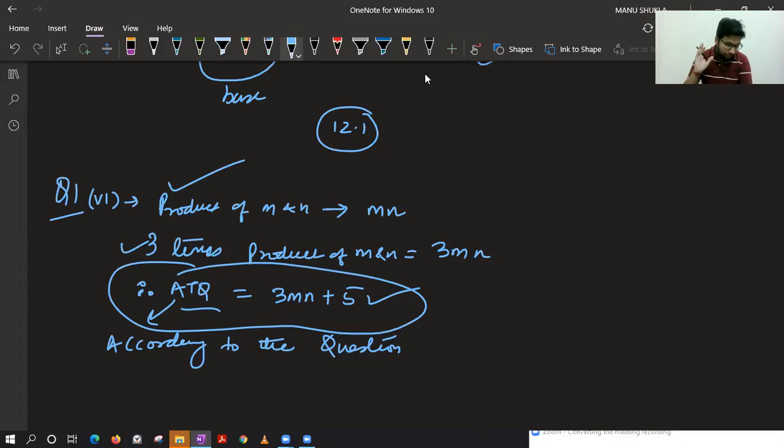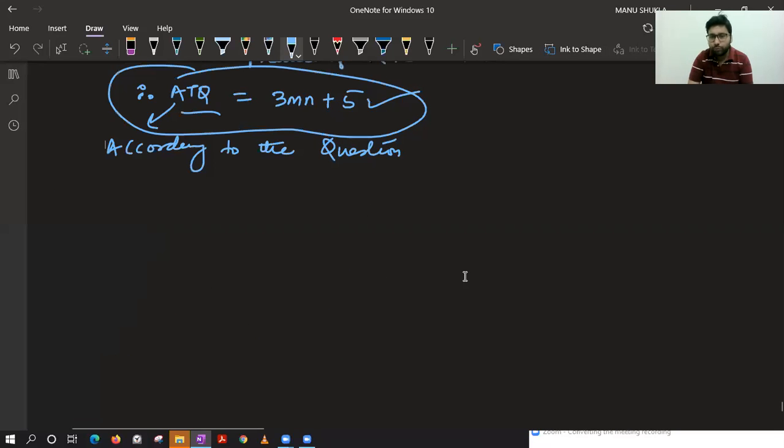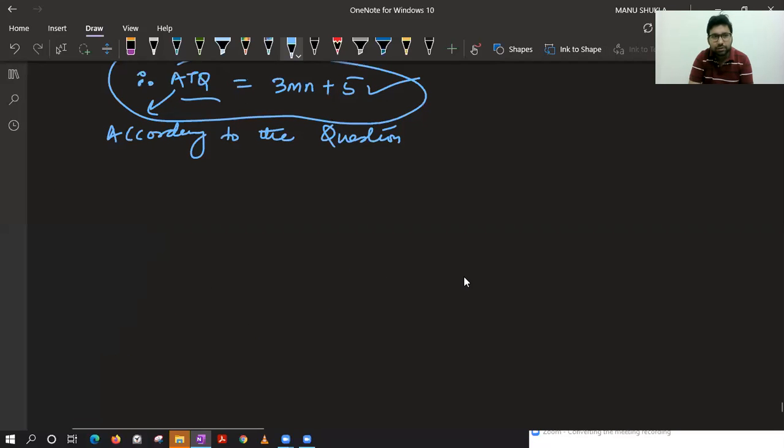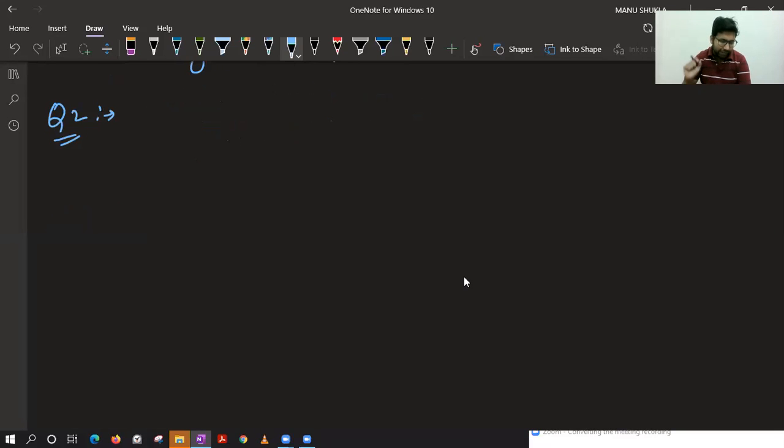Now, question number 2. Any doubts in question number 2? I will discuss that. Please ask. Question number 2 is saying identify the terms and their factors in the following expressions. Show the terms and factors by tree diagrams. E part, okay.